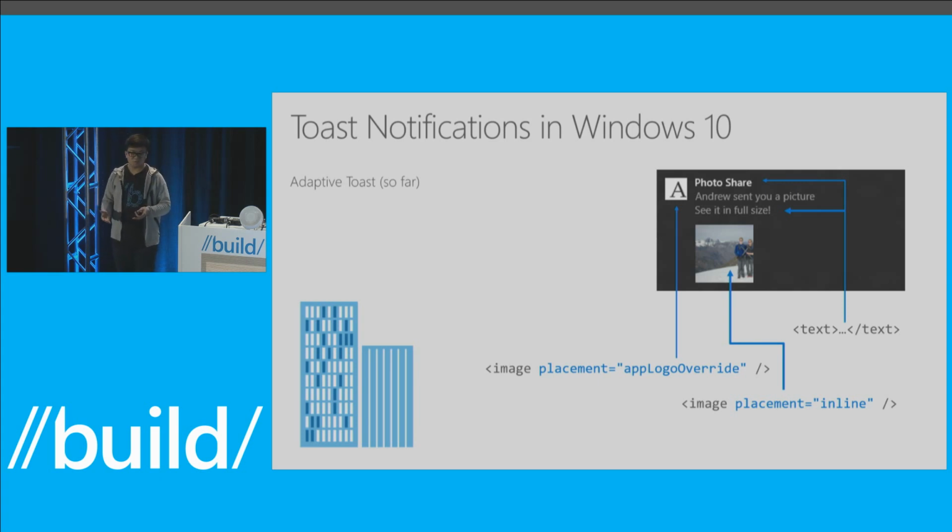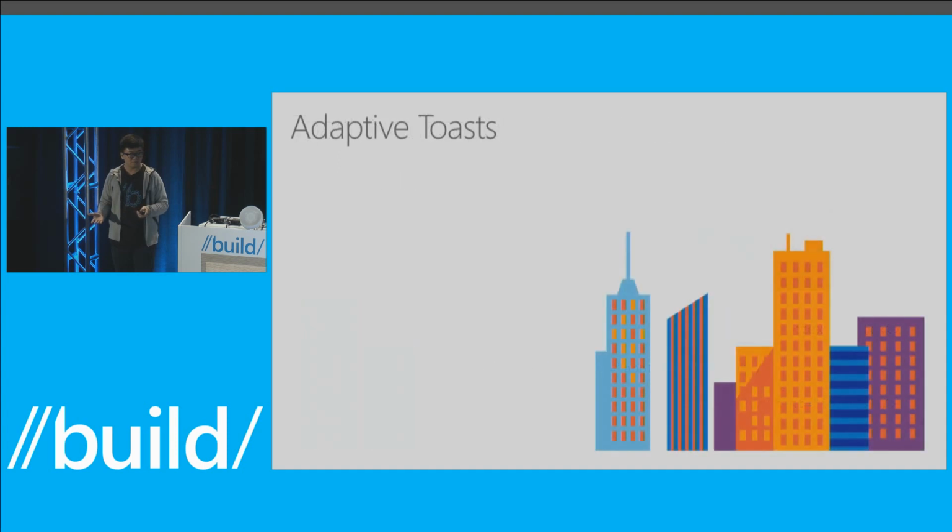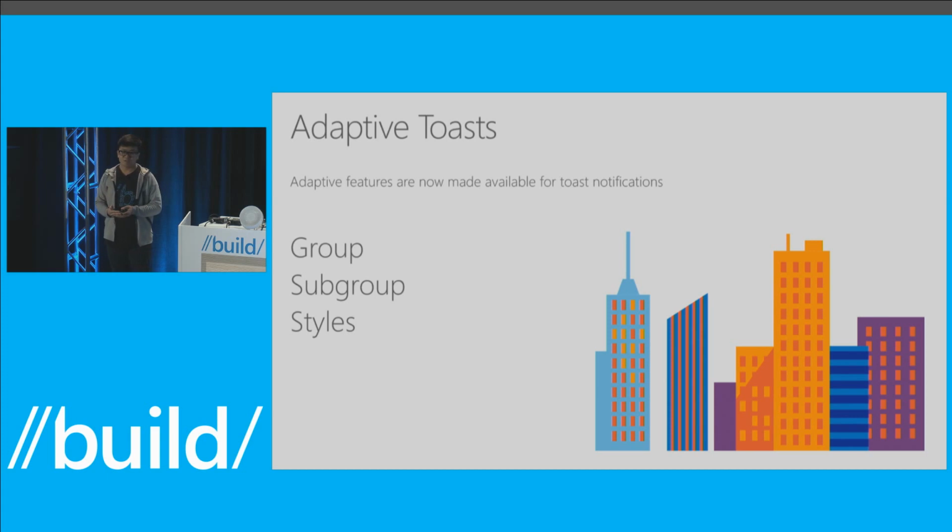So you guys have asked, why is that the case? Why can't we do better? That's exactly what we did in the upcoming anniversary update. I'm introducing the new iteration of adaptive toast notification that has all the enhanced features that Tile has right now, including groups, subgroups, and different text styles.